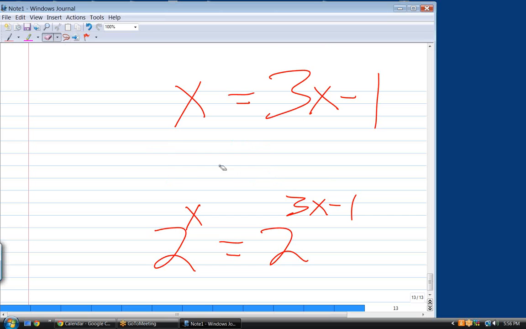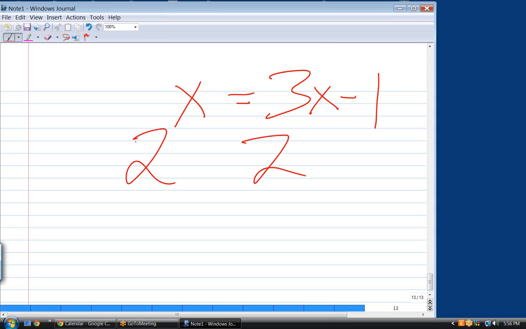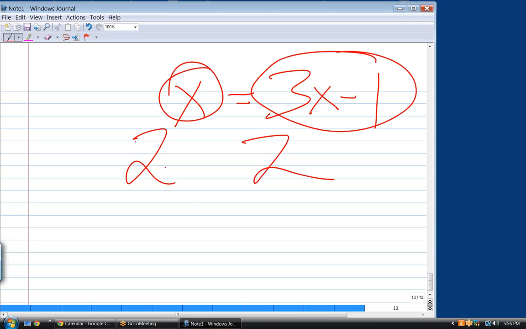And so you can always do that, just like if I started out saying 2 to one exponent is equal to 2 to another exponent, you could assume that they have to be equal, because if 2 to one exponent equals 2 to another exponent, then the exponents can be equated.